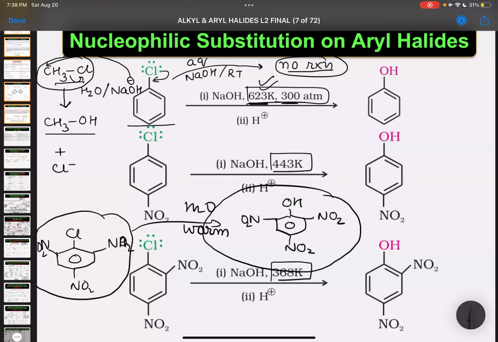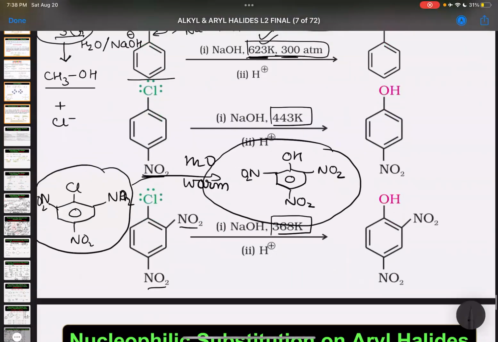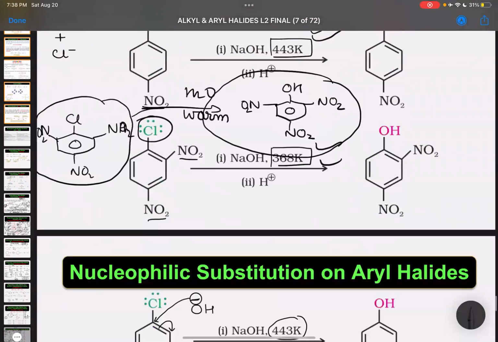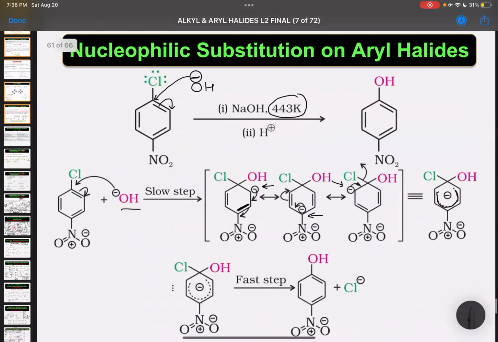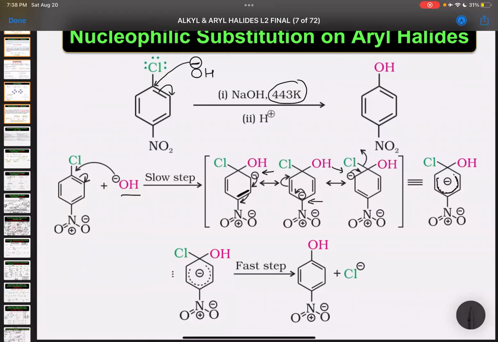But another thing which we notice here, the presence of NO2 groups at ortho and para position with respect to the Cl, with respect to the site where the attack is taking place, is making the attack more and more easier. And you can notice that the temperature is helping. The NO2 groups are helping the reaction to occur more easily. So why? That we can discuss. Let me complete the reaction first and then we can discuss the role of NO2 in making this reaction happen in an easier way.